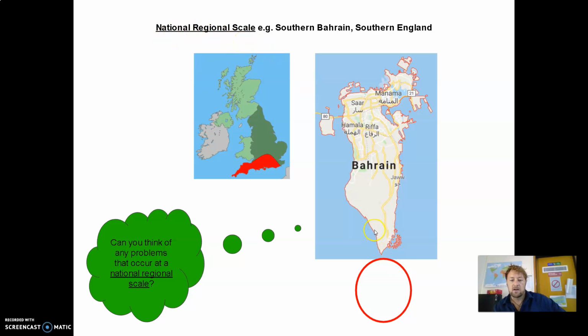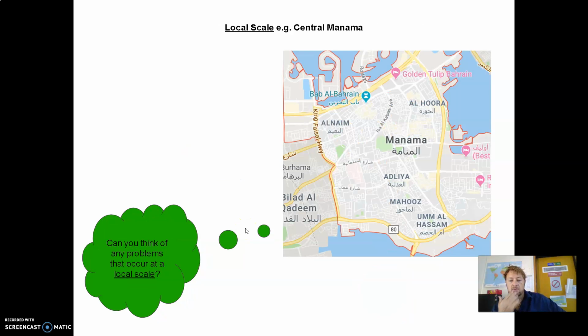So if we were looking at Bahrain, southern Bahrain would be national regional because it's a region of the country. And over here, this red area in the south of the UK, I would say this is national regional. So we're talking about the south and the southwest here of the UK. Okay, and then we have local. So we've got a zoom in here of Manama, Amr Hassan, Adlia. So we're going down to a really small scale here. So we'd call this local scale. And there are problems that would only occur on a local scale.